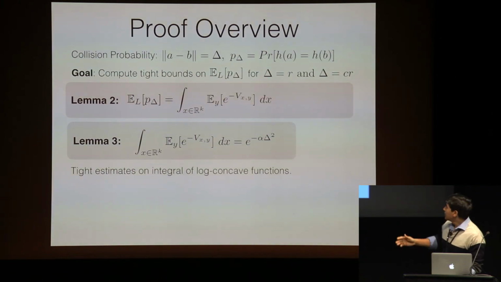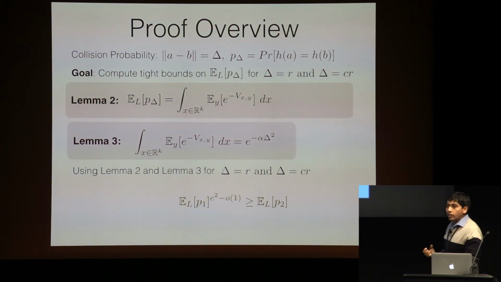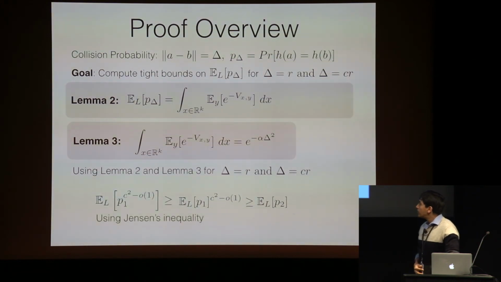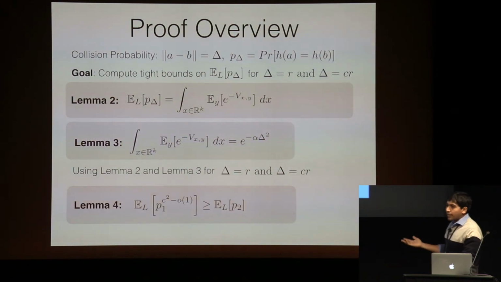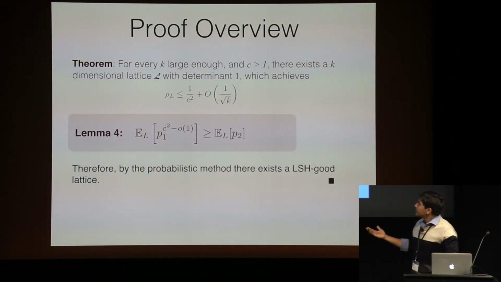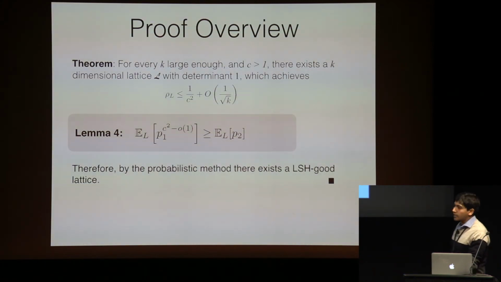Just using this estimate and plugging in delta to be r and c times r, we get that the expected collision probability in the far case is exponentially smaller than the expected collision probability in the near case. And now using Jensen's inequality, we get what we wanted to show. That is, there exists a lattice of determinant 1 which achieves the optimal LSH constant.